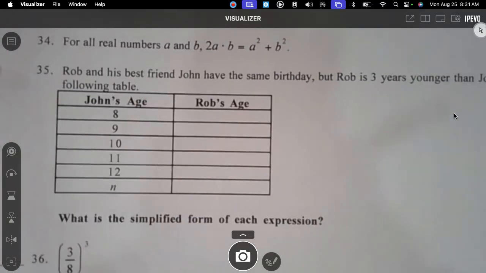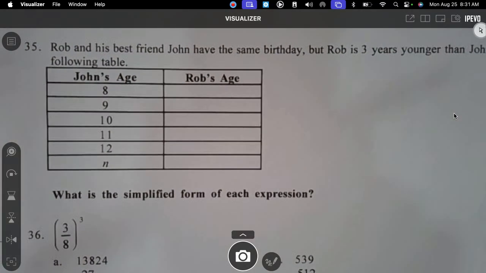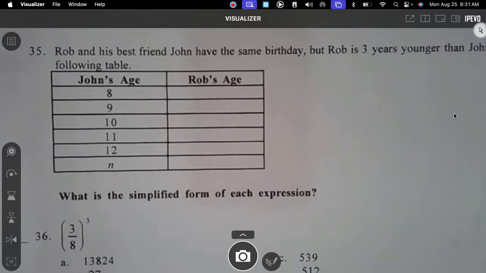Okay. The next one, it says Rob and his best friend John had the same birthday, but Rob is 3 years younger than John. So if John is 8, how old is Rob? 5. If he's 9, Rob is 6. And we'll see our pattern. 10 minus 3, 11 minus 3, 12 minus 3. Do not put 10 right here. What do I put? N minus 3. Does it ask me anything else? I think it just says finish the table.